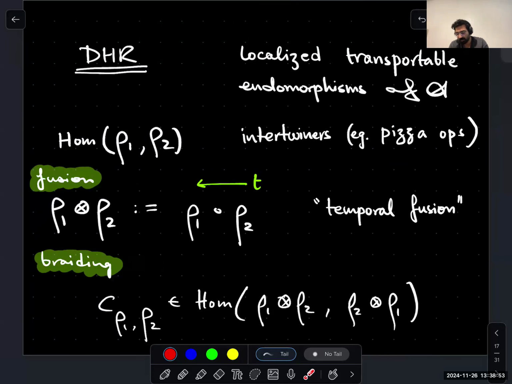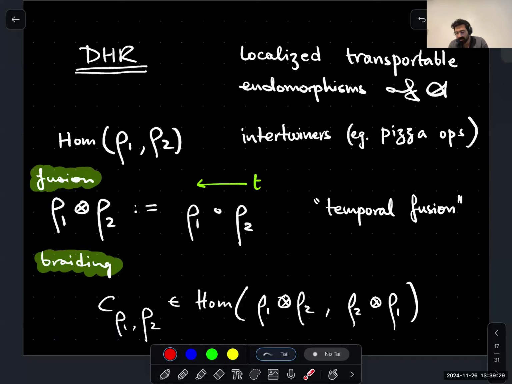So that pizza operator is an example of what is called an intertwiner, some unitary thing, or it doesn't necessarily have to be unitary, but in this case the pizza operator relates any two endomorphisms in this category. That's the space of intertwiners. There are many such pizza operators for any two things, but that's an example. There's also fusion of endomorphisms. So fusion is just composition of endomorphisms.